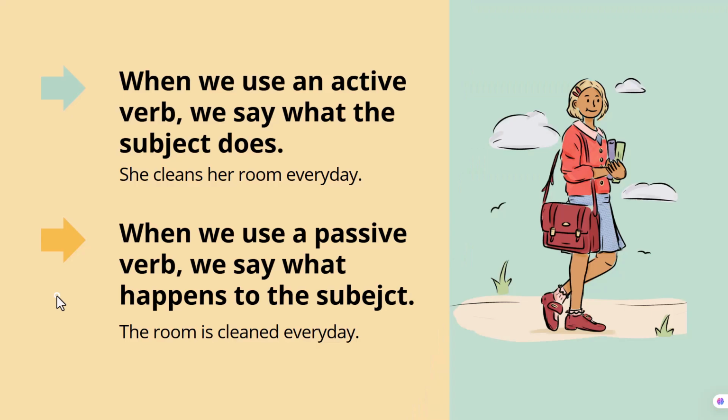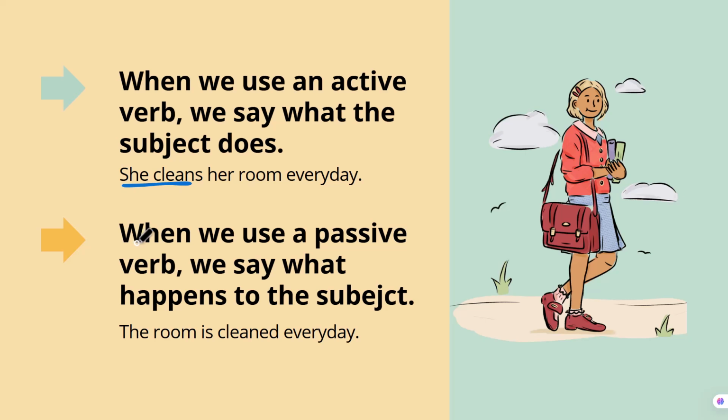So let's continue. First, when we use an active verb, we say what the subject does directly. For example, she cleans her room every day. So here we are saying who is doing it, right? She cleans her room. So who cleans it? She, right?